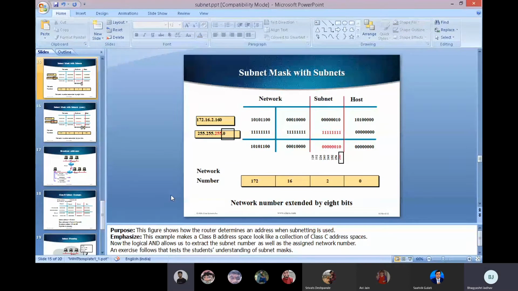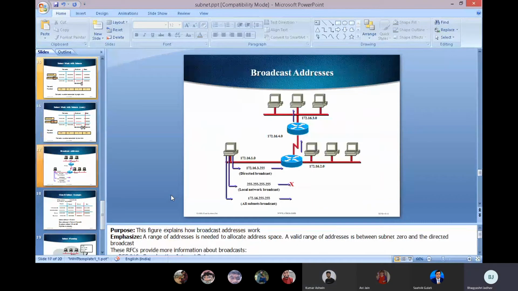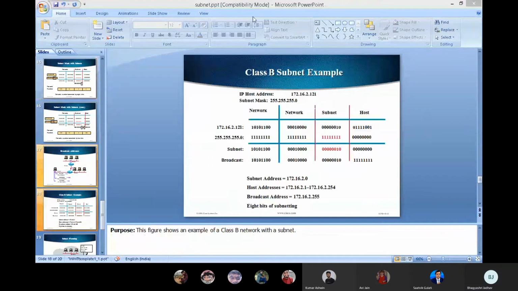Excuse me, ma'am. Yes, yes. Ma'am, I don't understand how we are going to implement these in networking, how these are helpful. Okay. Just a minute, I'll show you. First, have you understood how we are dividing that network, how we are using that IP in a subnet? Yeah, ma'am, partially. Partially, okay.